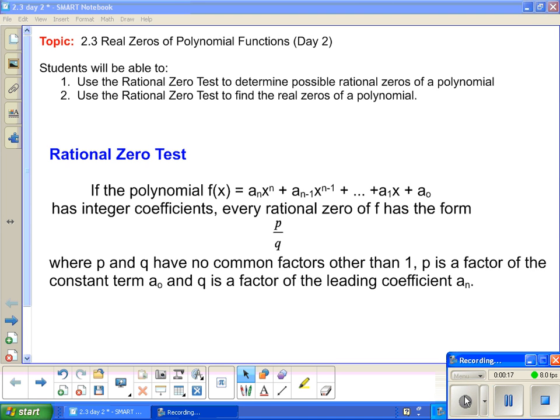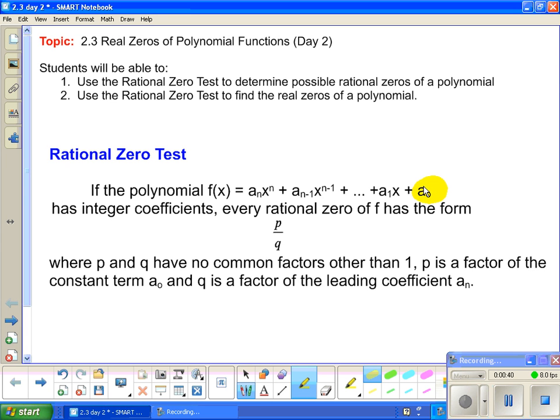If the polynomial of this form, f of x equals a sub n x to the n, don't worry so much about that, has integer coefficients, every rational zero of the function has the form p over q, where p and q have no common factors other than 1. P is a factor of the constant term a sub 0, so factors of the constant over factors of the leading coefficient. That determines the possible zeros that we can have.